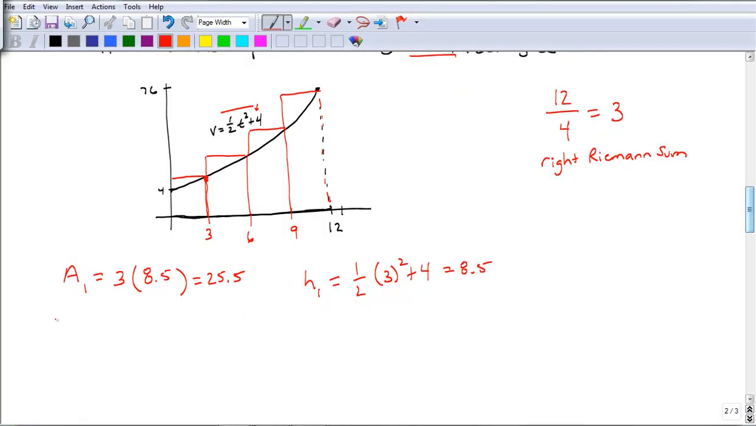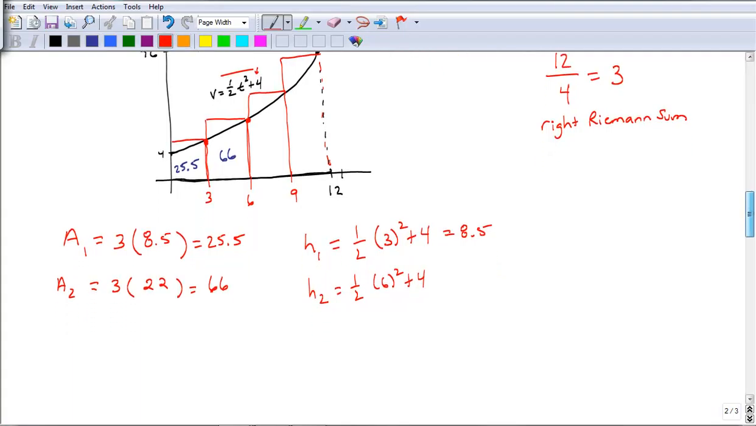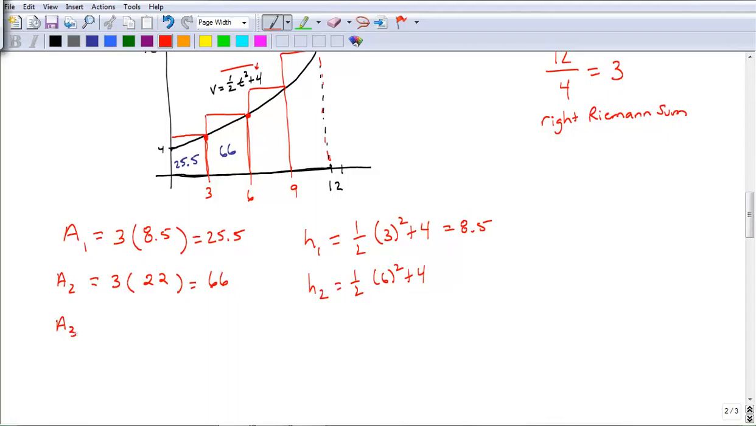Then I do the second rectangle. The width is 3. To figure out the height, I figure out where it touches the graph when t is 6. So the second height is 1/2 6 squared plus 4. That gives me 22. So this graph here is 22 tall. So my height is 22. The height is 22, the width is 3, the area is 66. So the first area is 25.5. The second area is 66. It's both above the x-axis, so they're both considered positive.